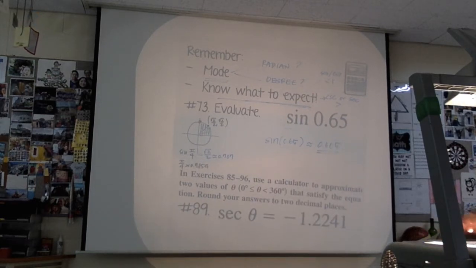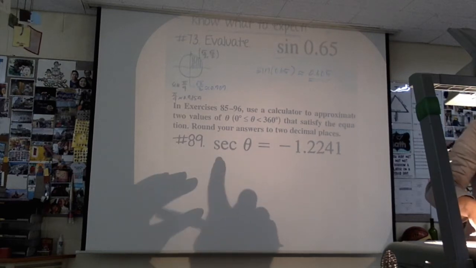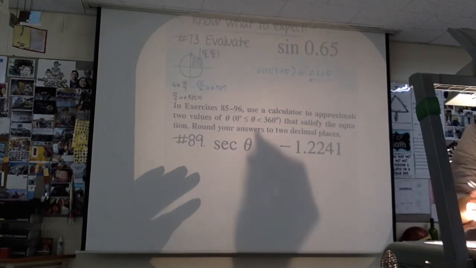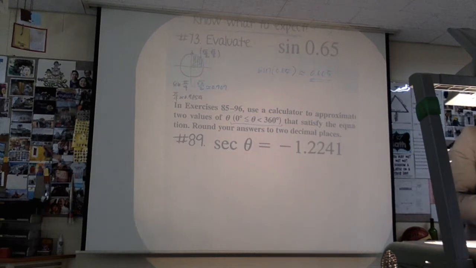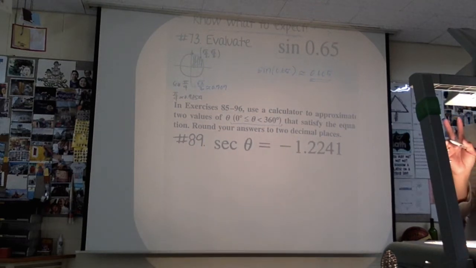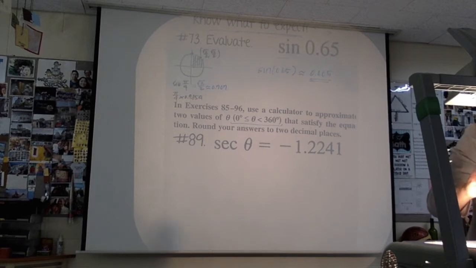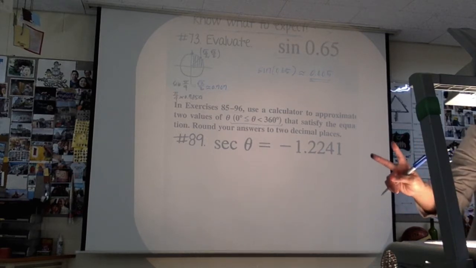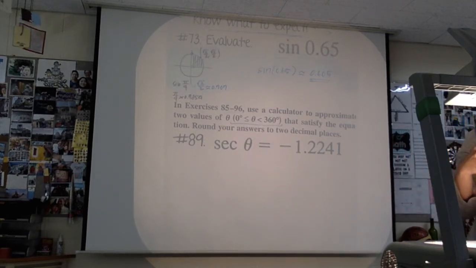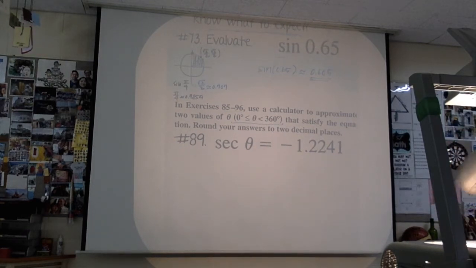Now, the next part is going to be a little bit more difficult. They want us to find theta for secant of theta, given this, but they want us to find the actual degree. So use a calculator to approximate two values. You're going to find two values that make this true. Because if you think about it, sine, cosine, tangent, cosecant, secant, and cotangent each have two angles that give you the same value. Two areas, okay? So let's think about this.